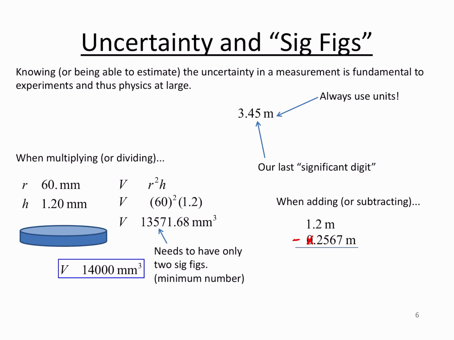But there is a slight difference when you're adding and subtracting versus multiplying or dividing. And that's this, okay? You'll note that the thing I'm reporting here has only 1 significant digit, and yet the least precise thing has 1, 2. So what gives? Well, if you think about what this actually works out to be, you subtract 0.2567 from 1.2, so you're coming down to something like 0.9433, okay?